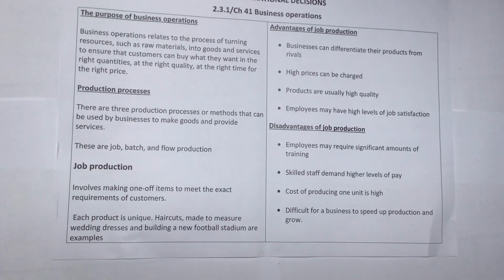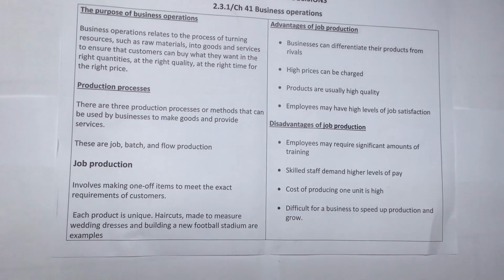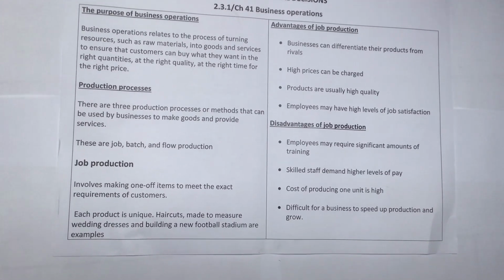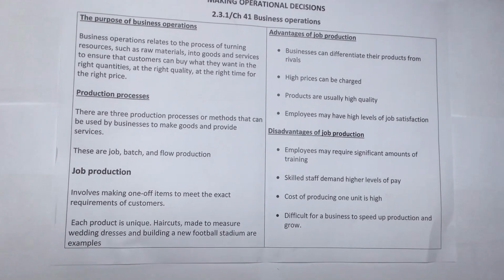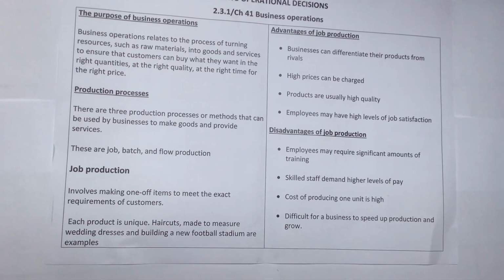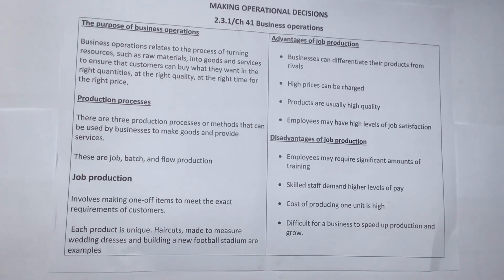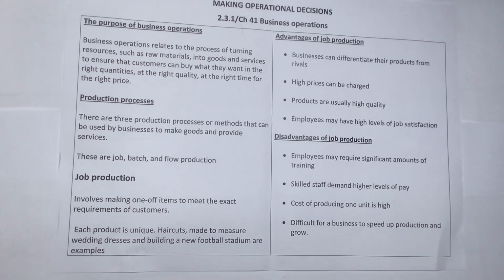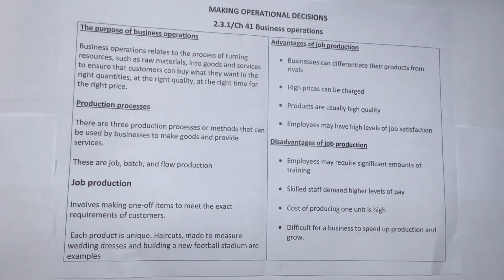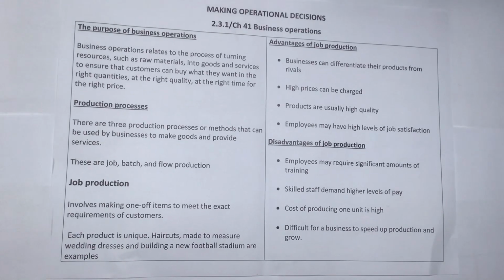Job production involves making one-off items to meet the exact requirements of the customers. Each product is unique. Haircuts, made-to-measure wedding dresses, building a new football stadium are examples of job production. The advantages are businesses can differentiate their products from rivals. High prices can be charged. Products are usually high quality. Employees may have high levels of job satisfaction.